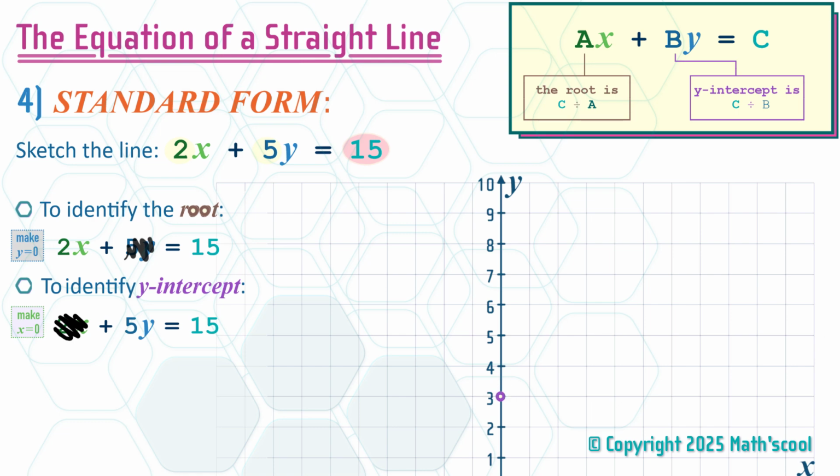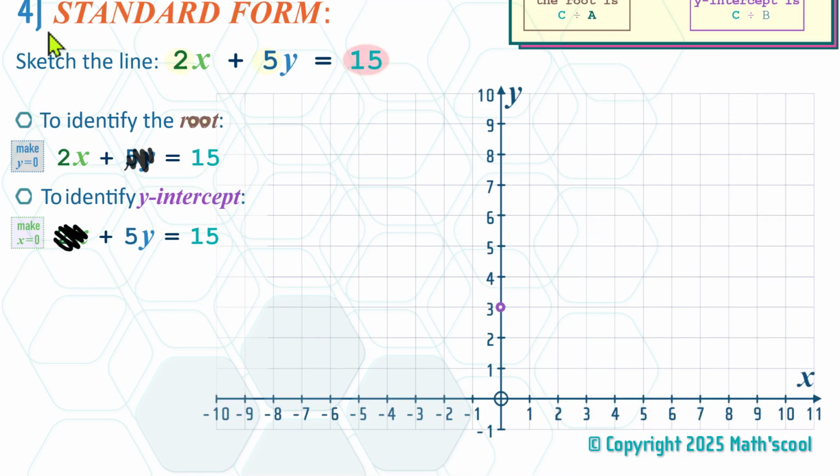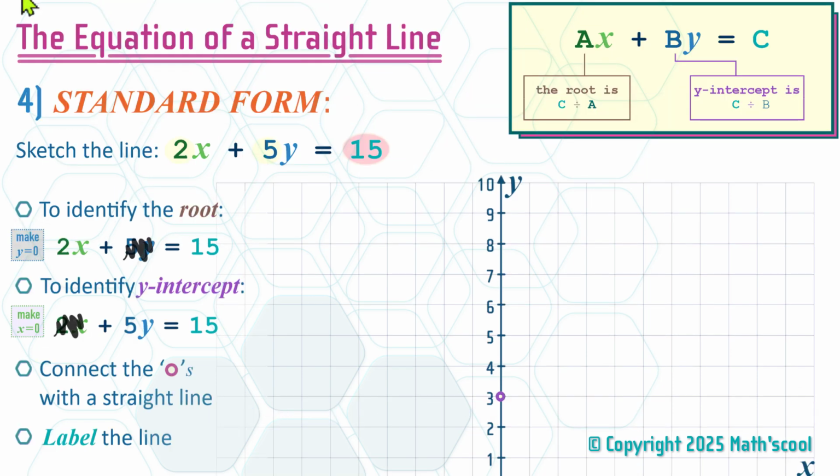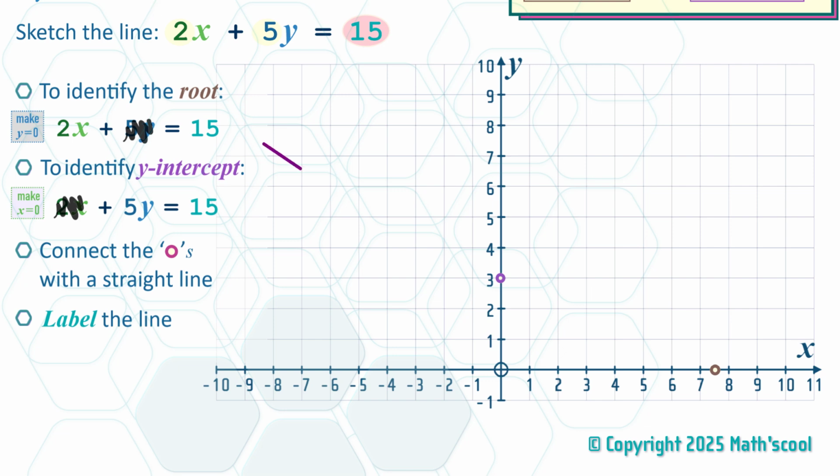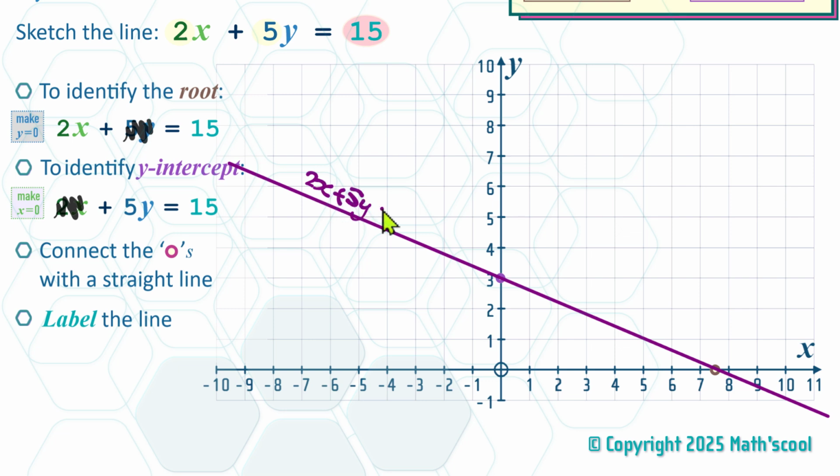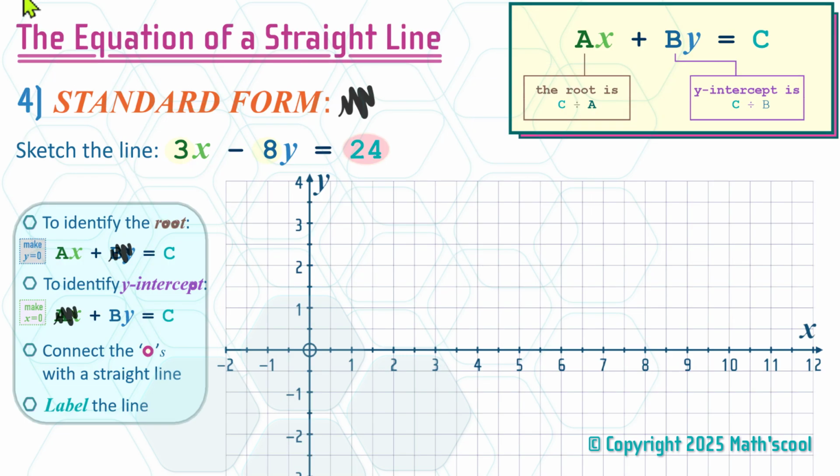And so we put a blob at y equals 3. Connect the blobs together with a straight line and label your line. Okay, and then label the line 2x plus 5y equals 15. So this is again the standard form.